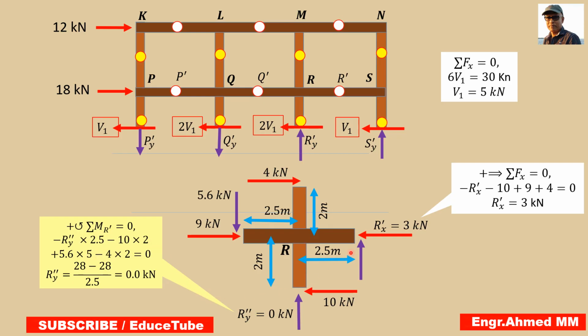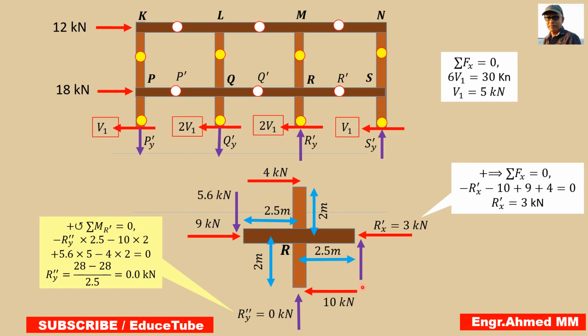Same procedure we have to follow, taking moment about this point: R double prime y multiplied by 2.5 minus 10 multiplied by 2, 5.6 multiplied by 5, because we are taking moment about this point, force is here, and minus 4 multiplied by 2, 4 is here, distance is 2 meters. So about this point it will be 4 into 2. So easily we can get R double prime y equal to 0. So it is 0. Once we get 0, we already know this is 5.6.